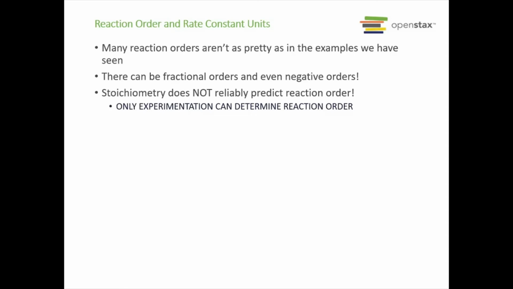Stoichiometry does not reliably predict reaction order. So you cannot use stoichiometry to do anything with the order of a reaction. Something you have to figure out with data or be told. Only experimentation and data can determine your reaction order.